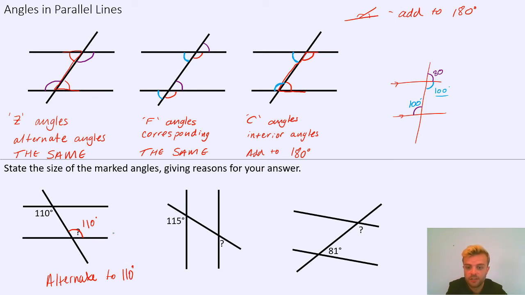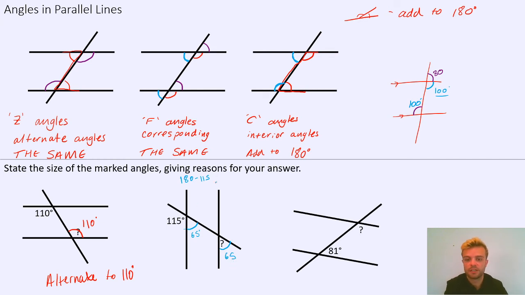My second question is going to take a little more work because I can't jump straight from this 115 to what this missing angle is. But a bit like our example we did on the top right there, I can work out what this angle is because it's on a straight line with 115. So if I do 180, take away 115, I get 65. So that angle is 65 degrees. And now I've got that angle, I can jump straight to this one because they're corresponding. And because they're corresponding, they're the same, so that's 65.